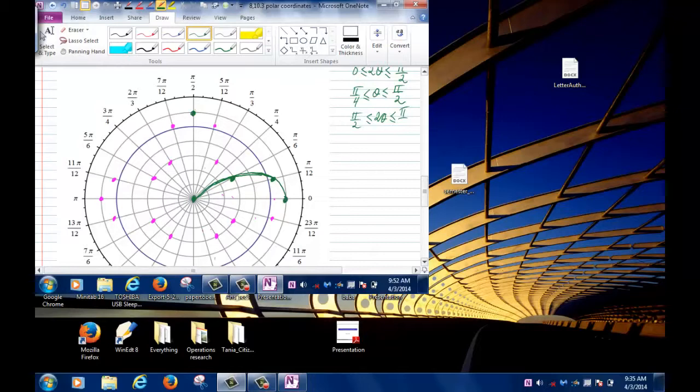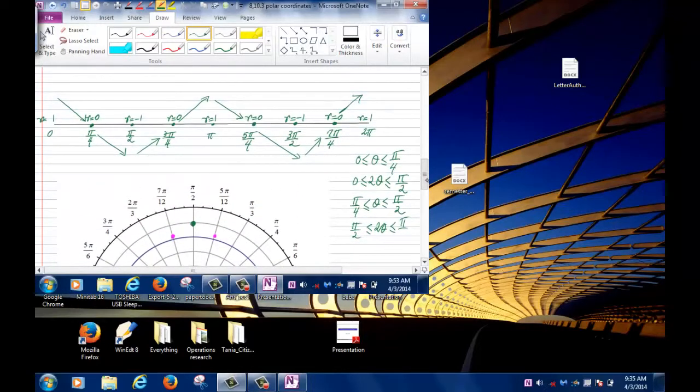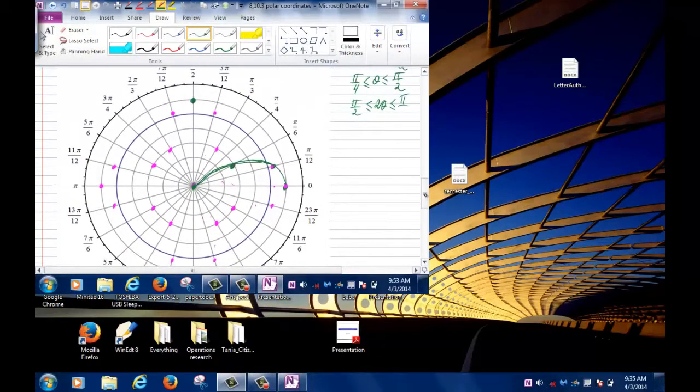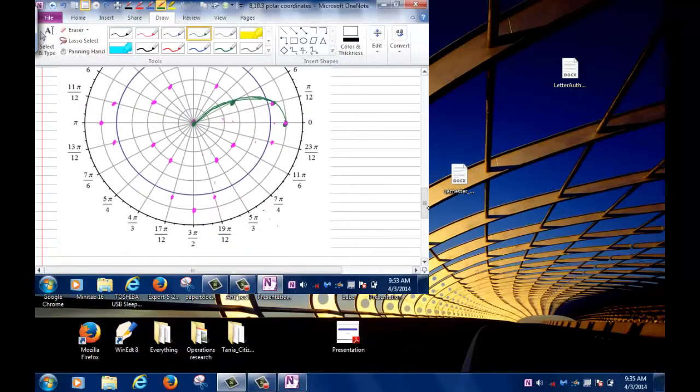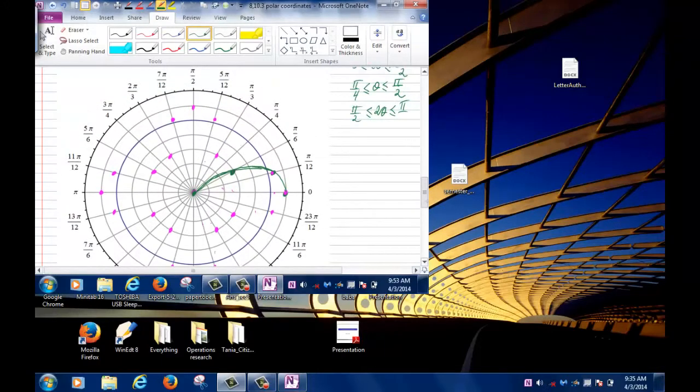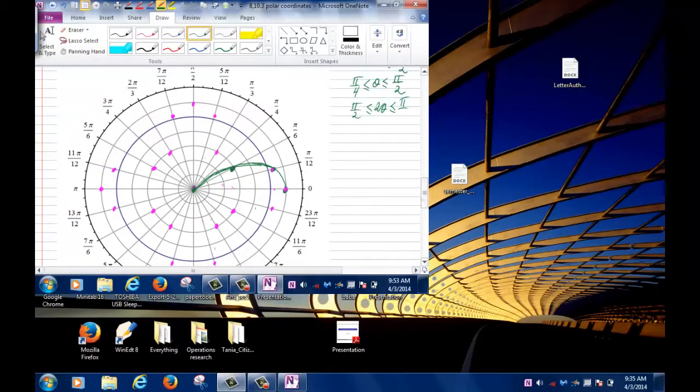Remember, at pi over 2, the value of r was negative 1. So I don't get this point, I'm sorry. At pi over 2, I'm actually getting this point here, right? It's negative 1. So let's pick some intermediate points between pi over 4 and pi over 2.